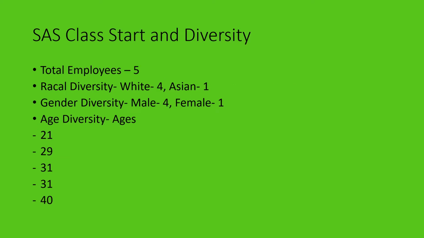So looking specifically at the class start team, it becomes a little less diverse even within this particular team. Not necessarily by choice, it's just something that happened. Total employees, 5, 4 full-time, and then our 1 student worker is technically part of the class start team. Racial diversity, white 4, Asian 1, and again, that's our 1 student worker. Gender diversity, male 4, female 1.